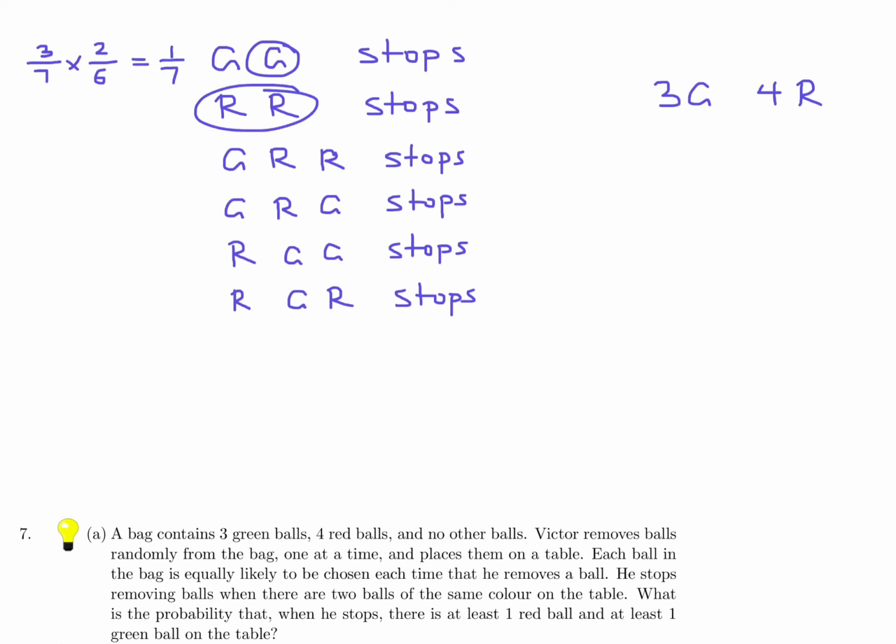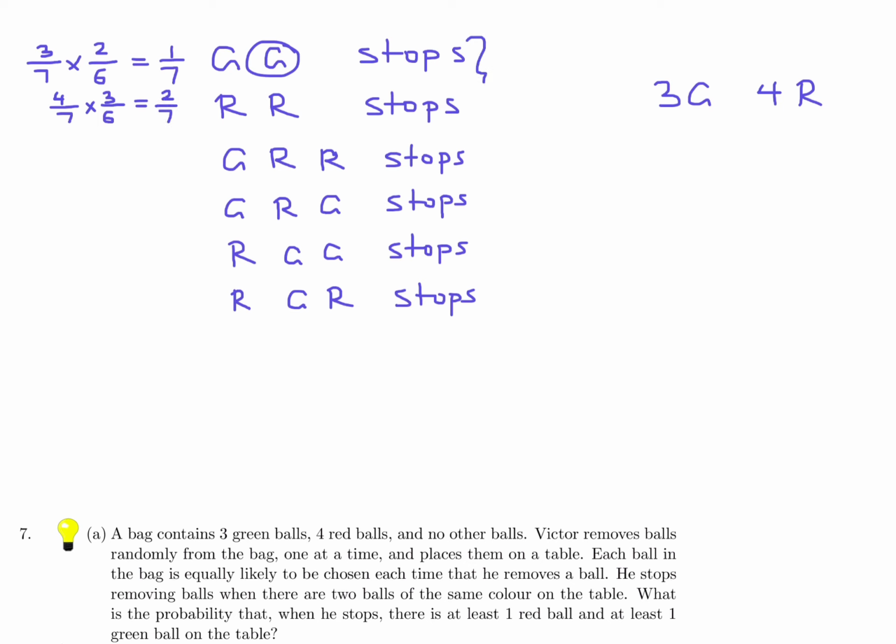Now let's figure out that one. The probability of red and then red. The first red would be 4 out of 7. The second red would be 3 out of 6. And that, in lowest terms, is 2 out of 7.